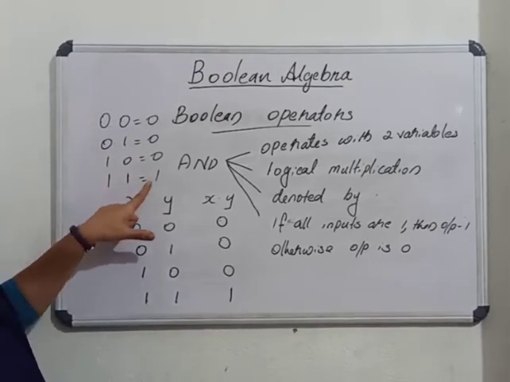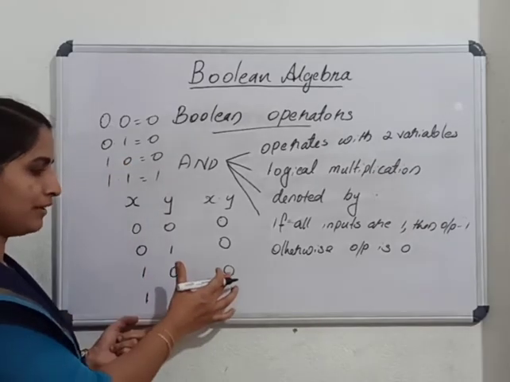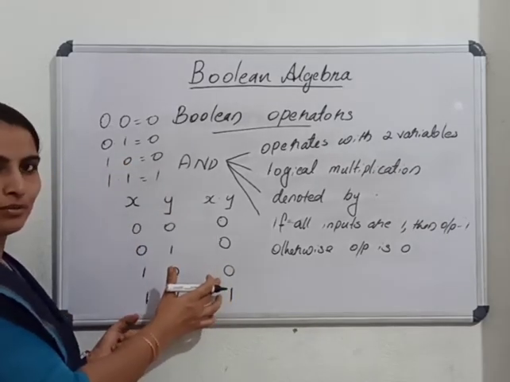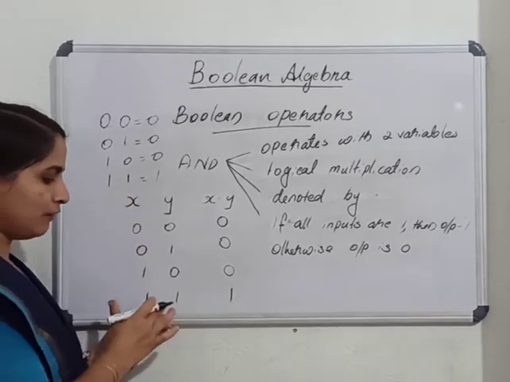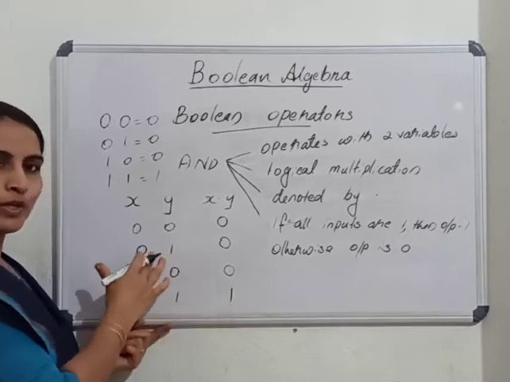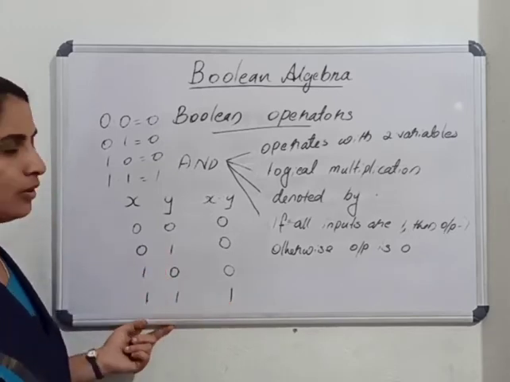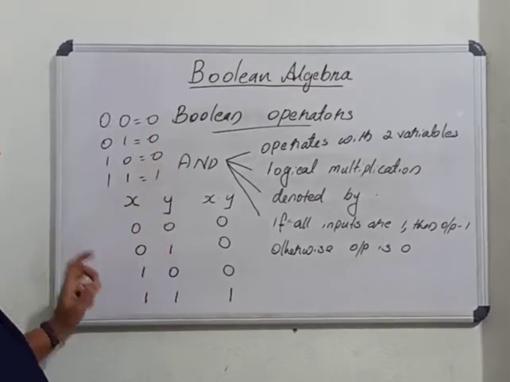1 and 1 is 1. 1 and 0 is like multiplication. When you are multiplying with 0, you get the final answer as 0. Keep that logic in your mind. If all the inputs are 1, then only the output is 1. Otherwise, the output is 0. Hope it is clear. So, that's all about the Boolean operators.